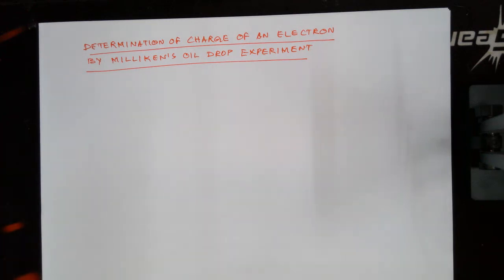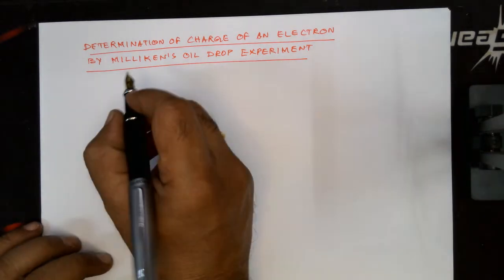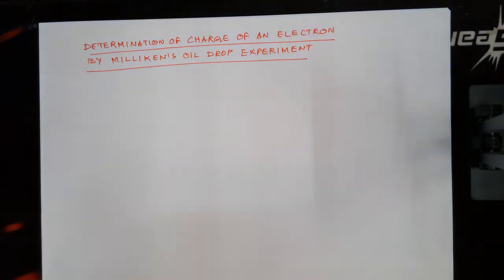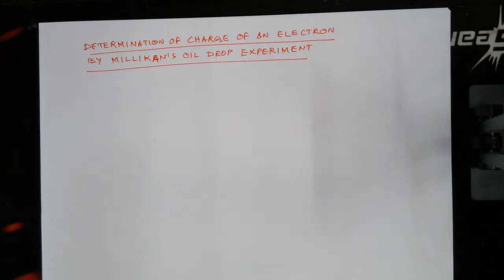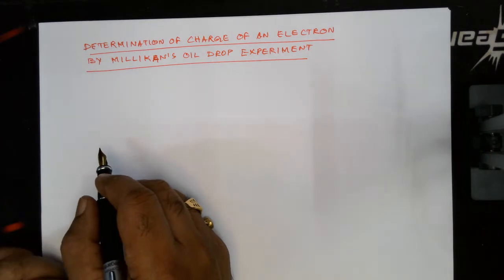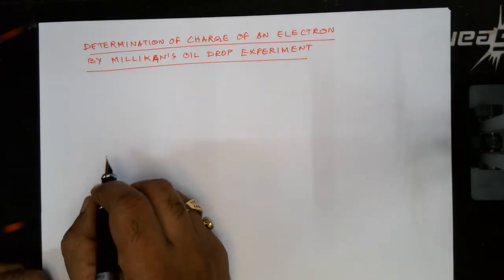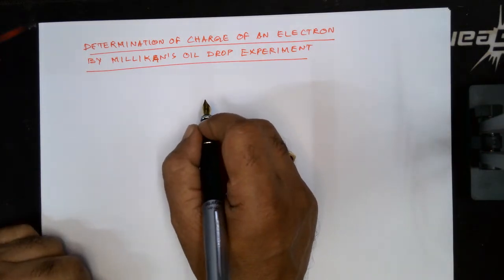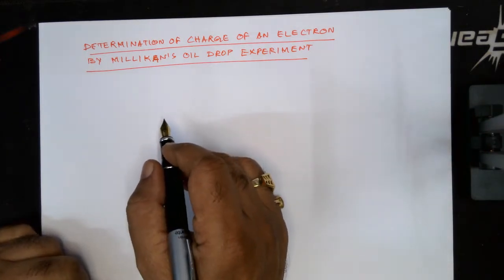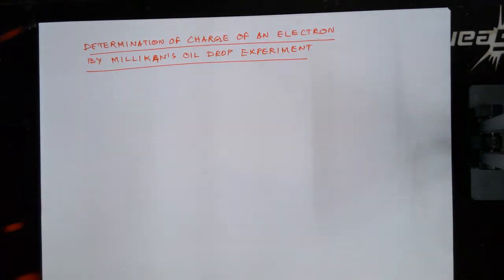Determination of charge of an electron by Millikan's oil drop method. This is used to determine one of the fundamental constants of nature known as the charge of electron. Let us explore the experimental setup.